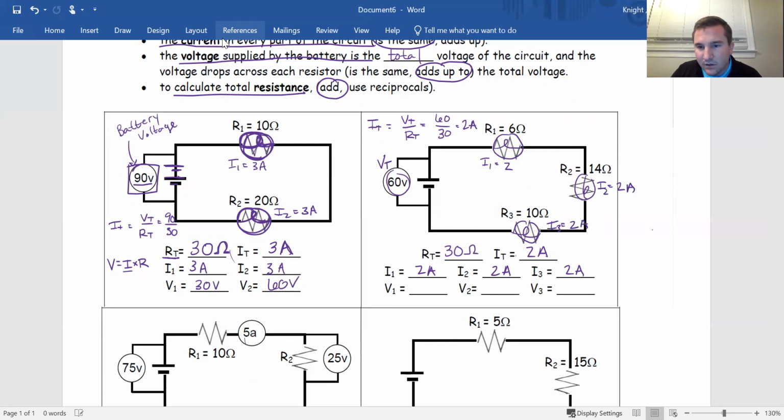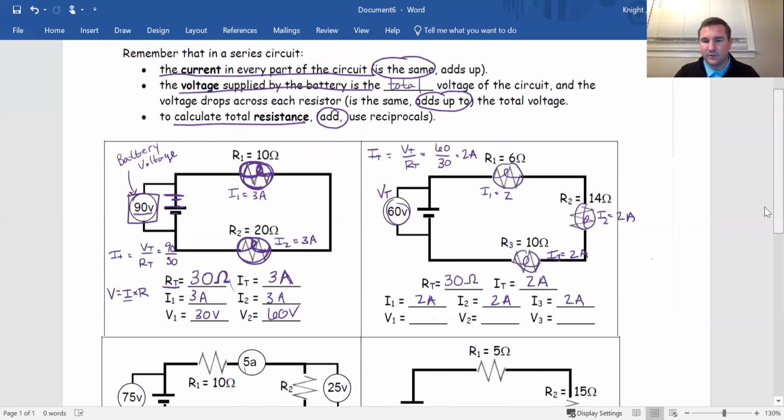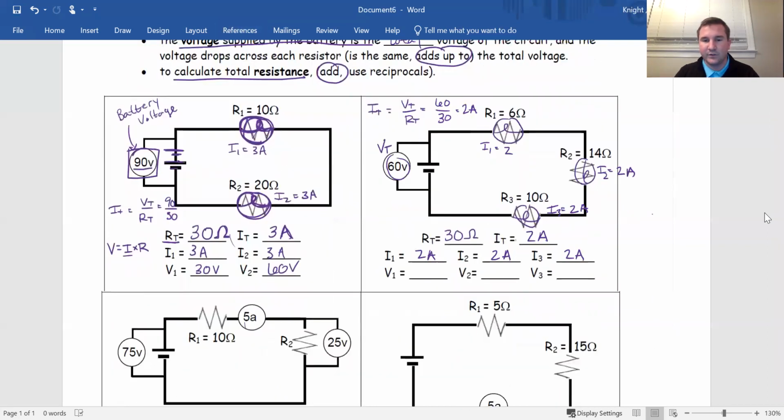Well, I know Ohm's law says voltage is current times resistance. So we come down here, voltage 1, voltage 2, voltage 3. Well, I have resistances, I have currents. V equals I times R. And I'm not going to write these all out, but 6 times 2 is 12. 14 times 2 is 28. And 10 times 2 is 20.